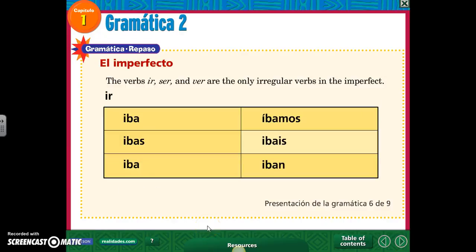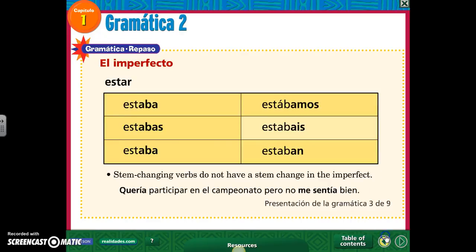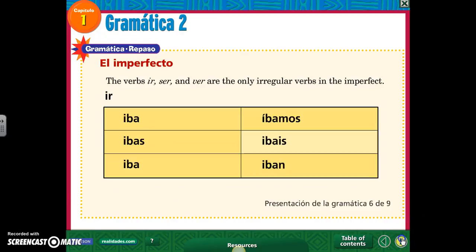Now, in the imperfect tense, the great thing about this tense is there are only 3 irregulars in the entire tense. Woohoo! And those are ir, ser, and ver. So, if the verb is ir, ser, or ver, you need to memorize them. Any other verbs, you just follow these 2 patterns. This pattern for AR and this pattern for ER and IR, same thing. Ir, ser, and ver you must memorize.